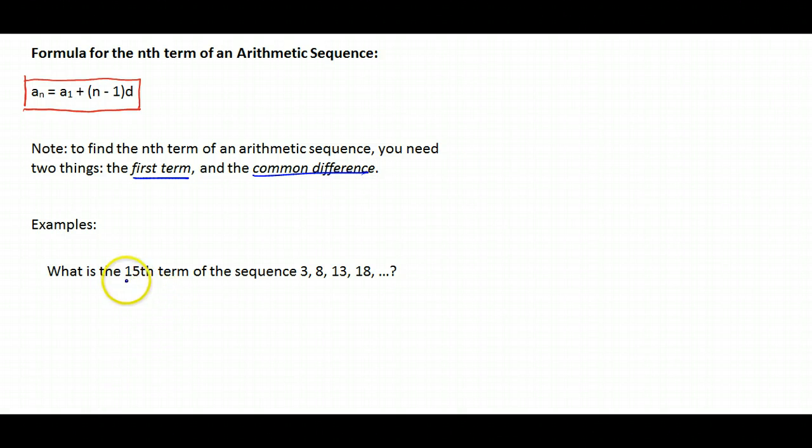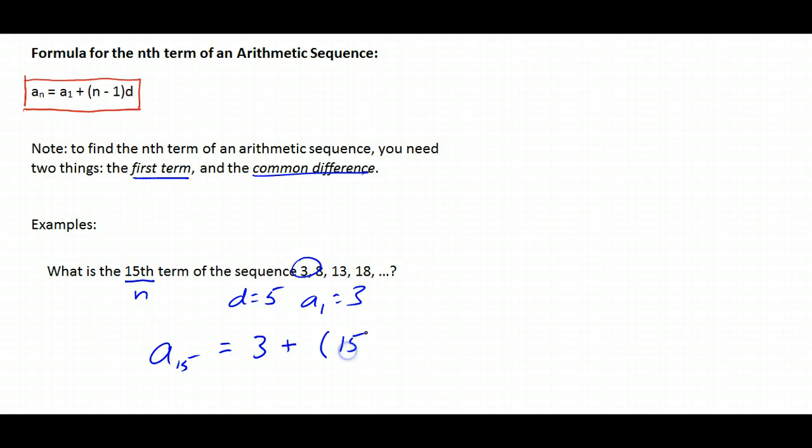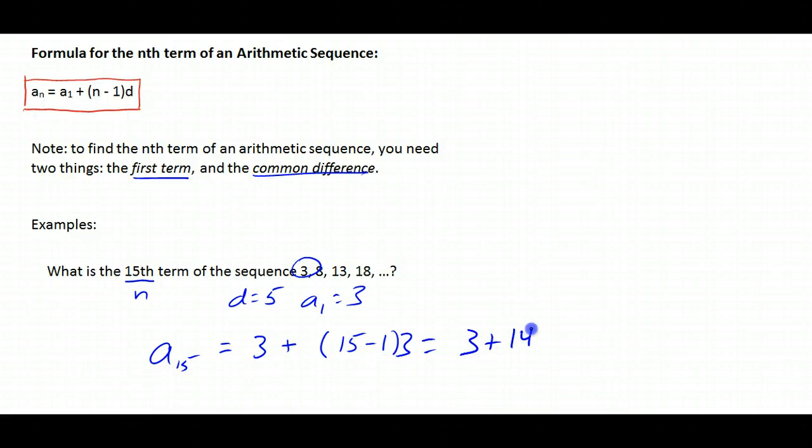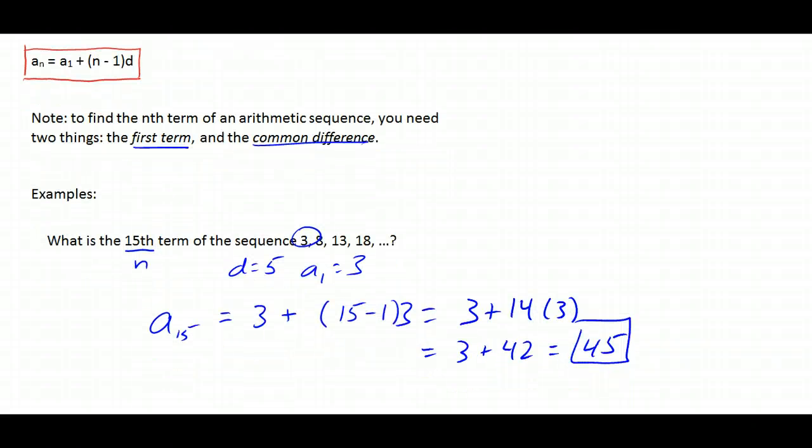So here's how we can use this formula. What's the 15th term, so there's n, of the sequence 3, 8, 13, 18? Our common difference is 5, because 8 minus 3 is 5, 13 minus 8 is 5, and so on. So there's d, and our first term is 3. So we have everything we need. The 15th term is the first term plus 15 minus 1 times d, so it's 3 plus 14 times 3, which is 3 plus 42, which is 45. That's a pretty handy formula because you don't need to count out 15 terms to get to it. And if someone asks you to find the 100th term, who wants to write out 100 terms of a sequence? You can go straight to the 100th term using this formula.